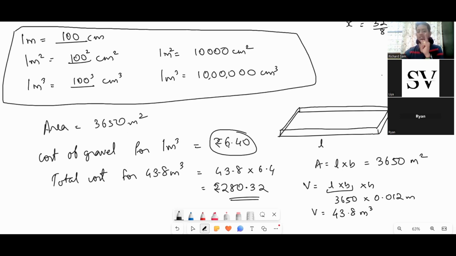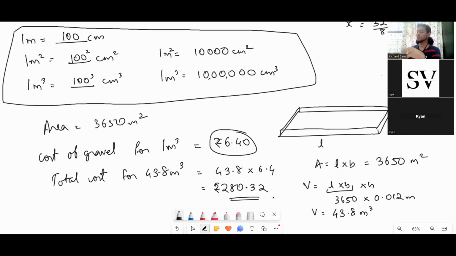Cost of 1 meter cube is 6 rupees 40 paise. Cost of 43.8 meter cube? 43.8 into 6.4, multiplying. See, in smaller classes, what we have learned: if 1 pen costs 5 rupees, then 7 pens will cost how much? 7 into 5, you multiply, right? That's what we're doing here. 1 meter cube is 6 rupees 40 paise, so 43.8 meter cube is multiply.